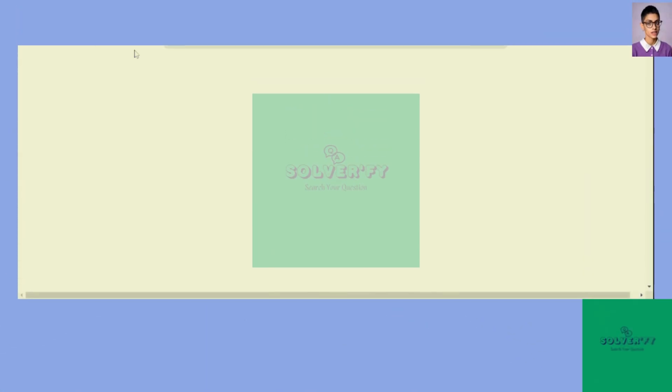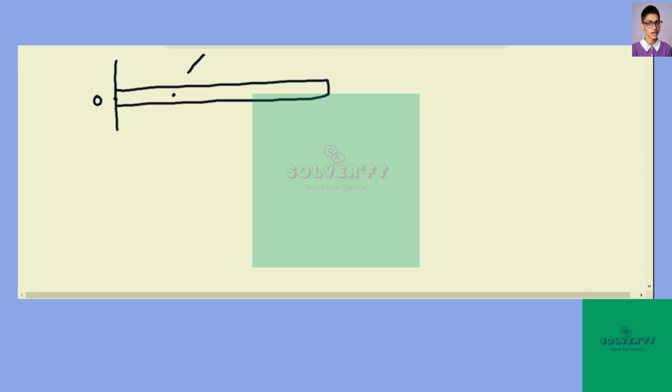Hello everyone, in this problem there is a beam. I am drawing the diagram here, as it is given in the book. This is point O. At this point a force is acting of 450 Newton.